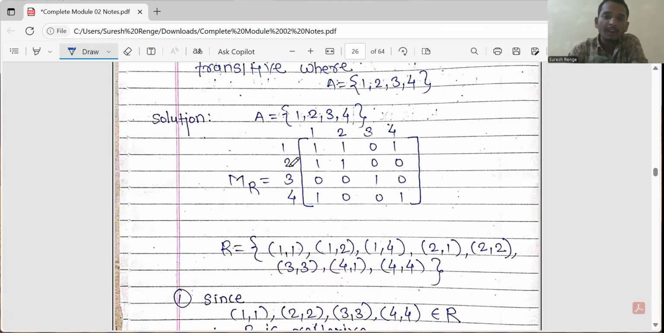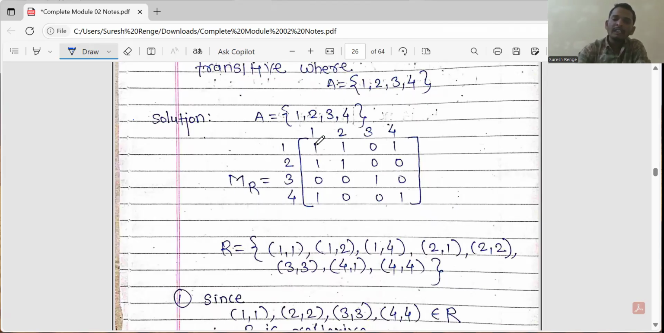Now go towards the second row. 1 is available: 2 is related to 1, therefore write (2, 1). 1 represents that the relation exists. 2 is related to 2, so the next element is (2, 2). There is no relation between 2 and 3, or 2 and 4. Now go towards 3. There is no relation between 3 and 1, or 3 and 2. 3 and 3 relation exists, so (3, 3) is the next element in your relation.